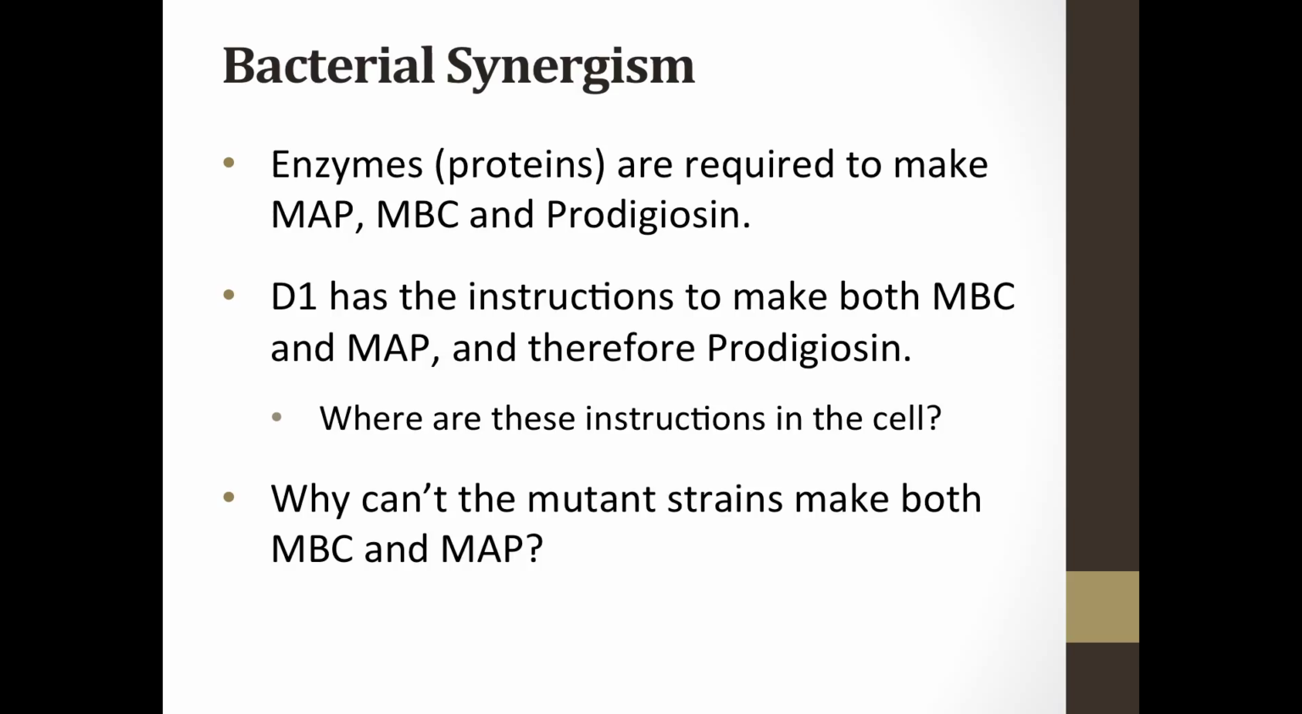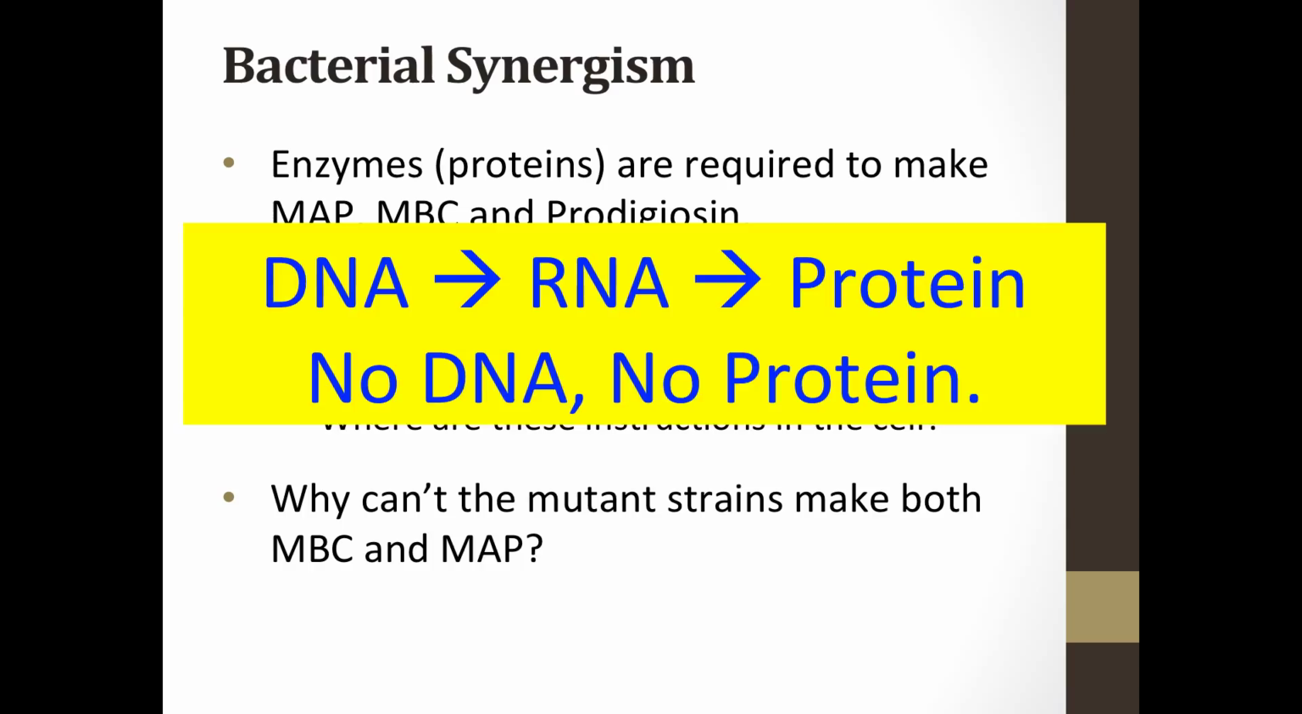It'll be important for you to understand where those instructions are in the cell. That's something you should have talked about in lecture, and you can talk about with your TA this coming week. So why can't the mutants make both the MBC and the MAP? Why aren't they able to do that? This should come as no shock to you, but they don't know how. They don't have the instructions. If they don't have the DNA, they can't make the proteins that are necessary to make those metabolic intermediates. So the mutants don't have the instructions to make the enzymes that are needed to make one of those metabolic intermediates.